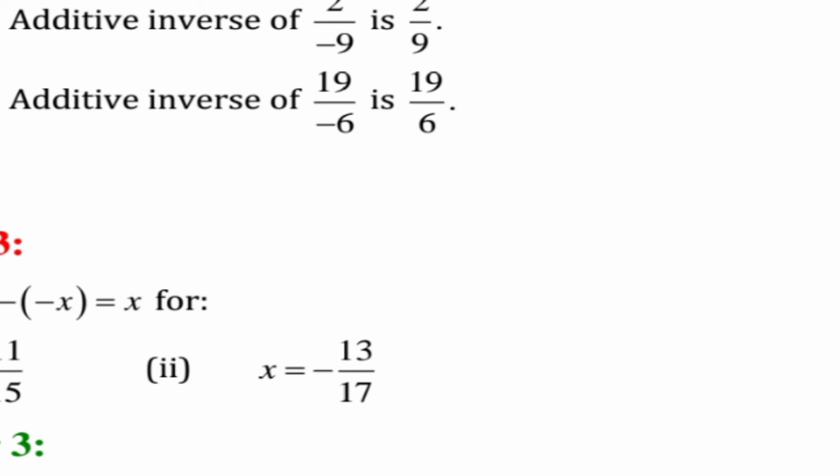Taking the first part, x is equal to 11 divided by 15. So what we have to do: we know the given identity or the given expression is minus (minus x) is equal to x, right? So that means instead of x we have to write down 11 over 15, minus (minus 11 by 15).